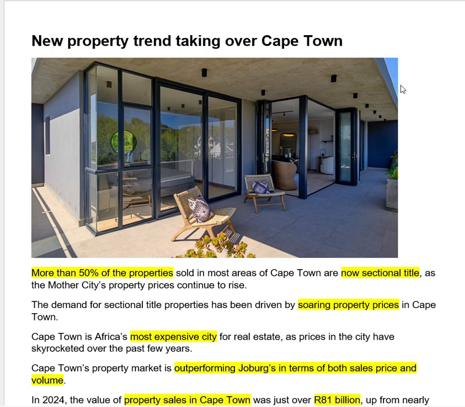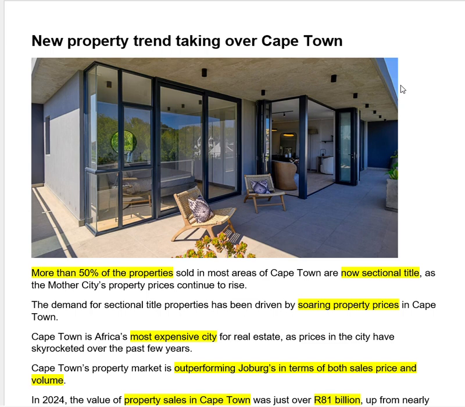Now that we know the two, which will be important in this topic for today, let us dive into what is happening in Cape Town. So more than 50% of the properties sold in Cape Town are now sectional title. So we've explained what is sectional title, and now you have a better understanding of what that is. And that is driven by obviously the fact that there are soaring property prices in Cape Town, and we all know that Cape Town is the most expensive city, right?